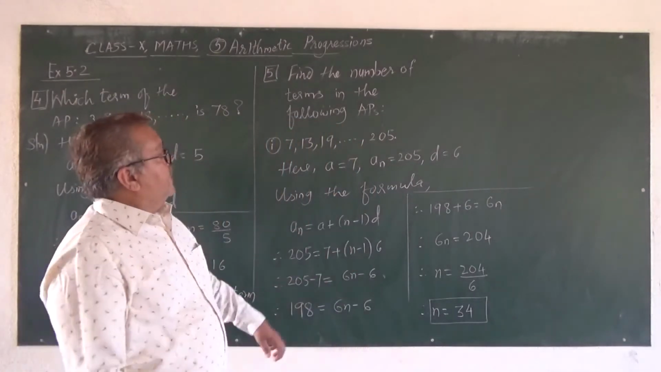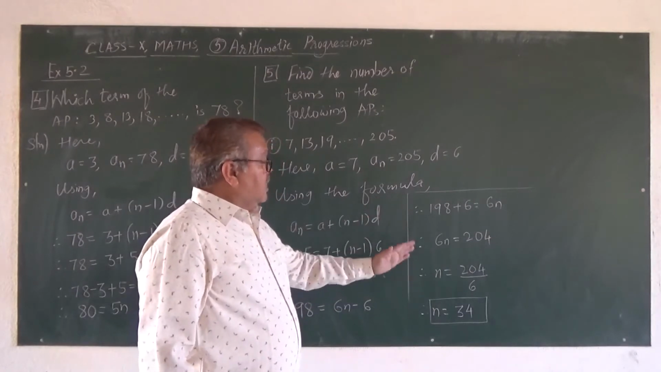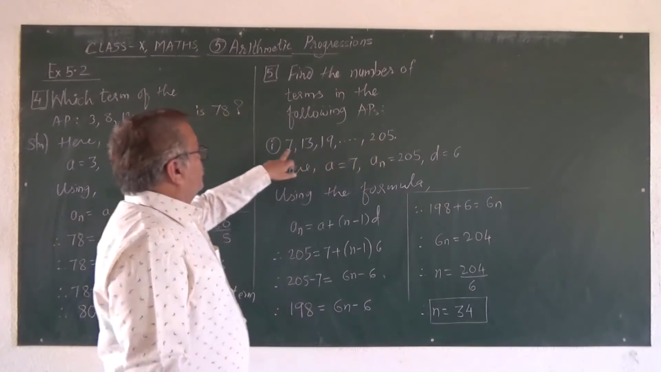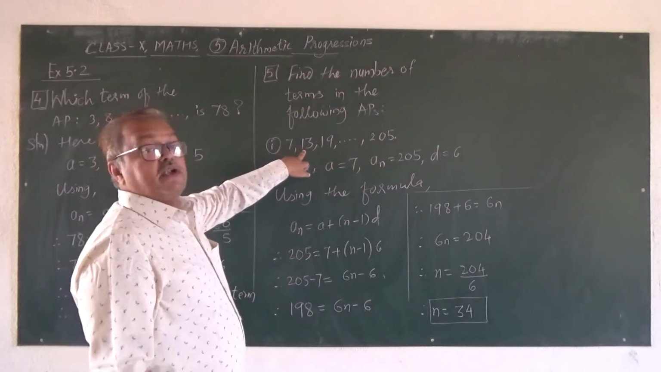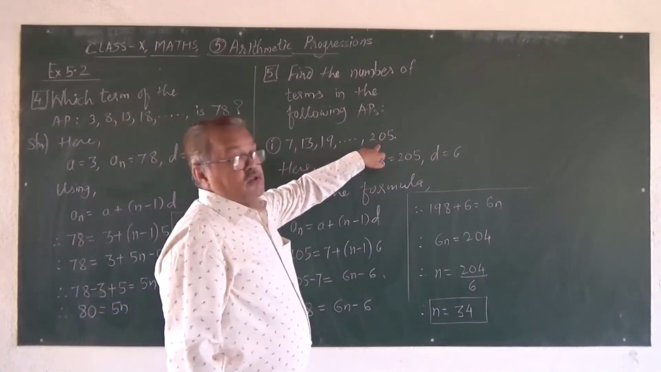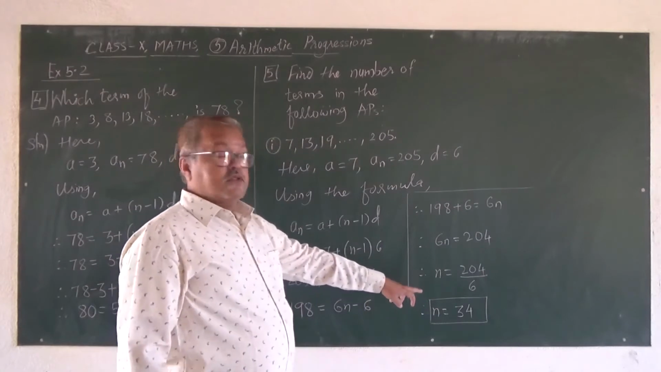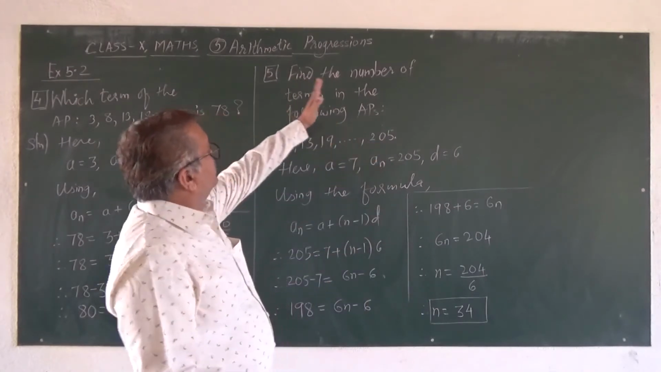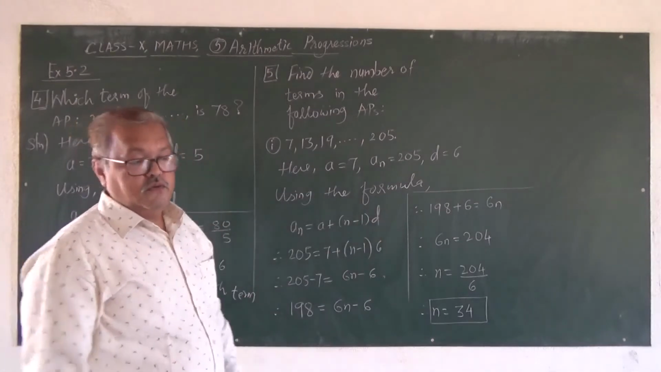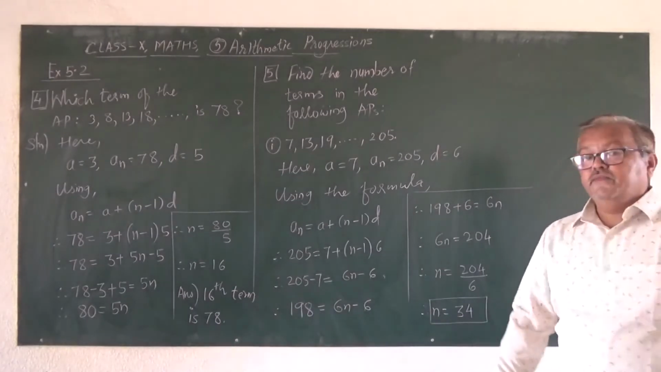What is the meaning? So n is 34. So 34th term will be 205. Value of the first term is 7, value of second term is 13, value of third term is 19. Last term is 205, means there are 34 terms. And the value of 34th term will be 205. So how many number of terms are there in the AP? So answer is 34. Okay? Hope you have understood this.